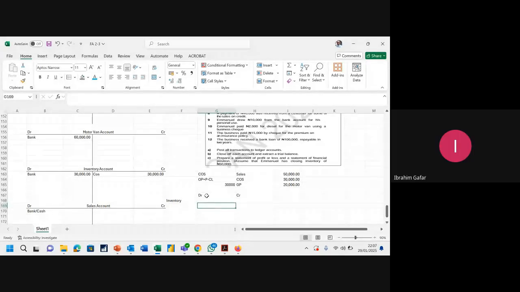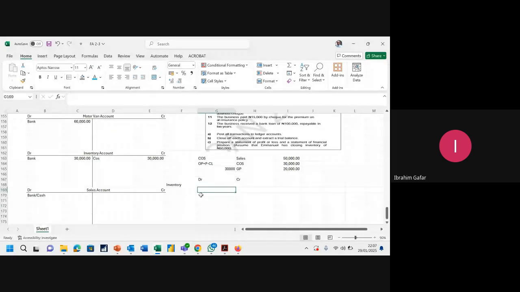Now, the logic is just that I will now say this thing that I've bought, I've sold it, but it is 30,000 I'm going to make. I will not come and put 50,000 naira here, right? My cost of sales too will carry 30,000 naira. Are you getting the logic?